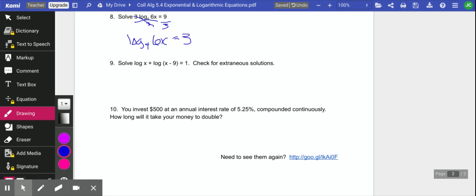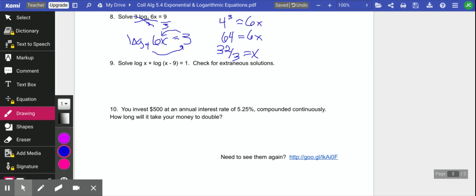Now, there's not much else we can do here. It's not the one-to-one property. So let's rewrite it in exponential form, see if that helps. So 4 to the third equals 6x. Oh, that we can probably solve. 4 to the third is 64. And then we just need to divide both sides by 6. And we get 64/6, which reduces to 32 over 3.